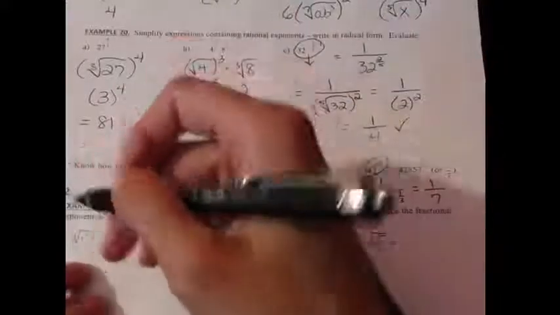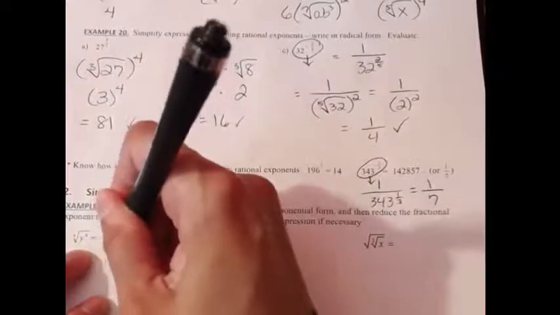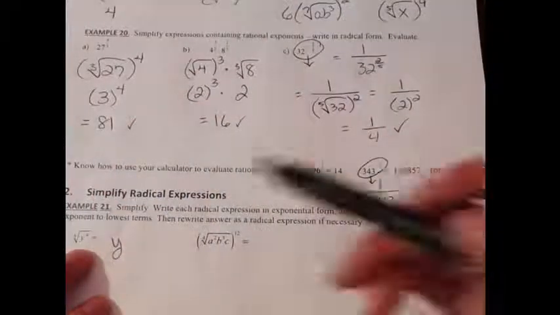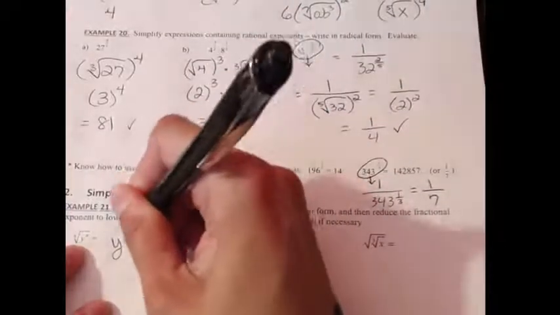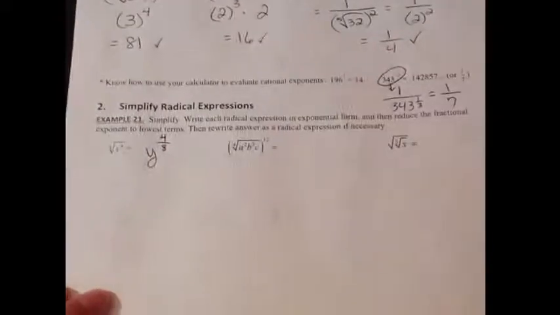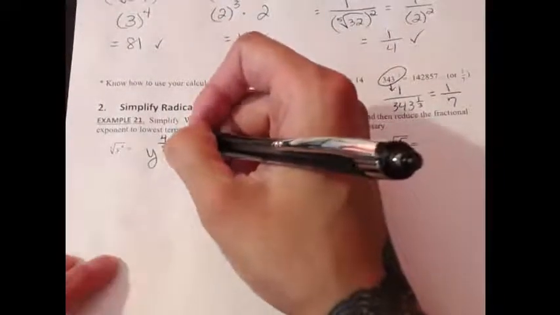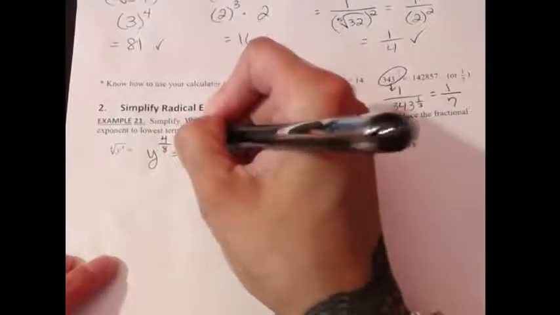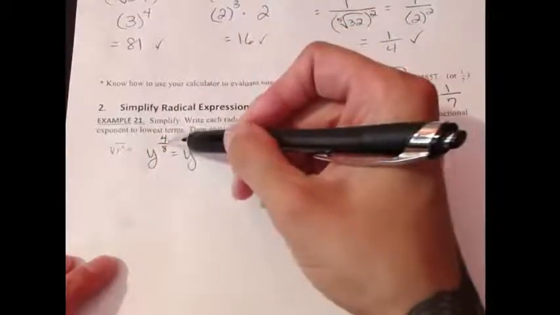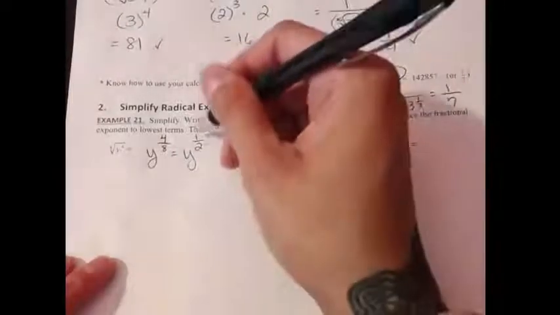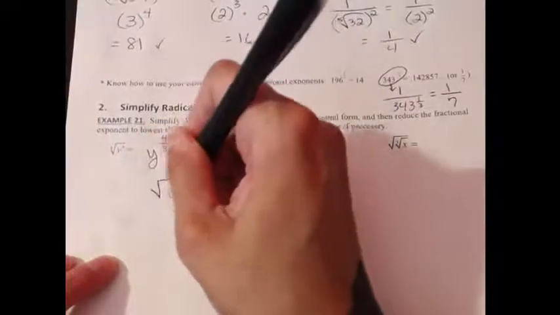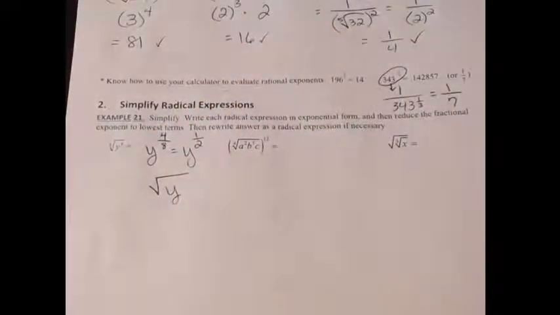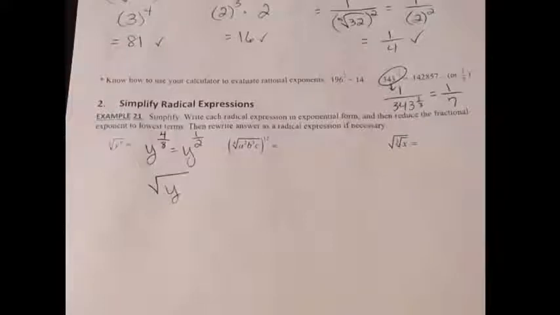Same idea. We have our base. We want power over root. Your power is 4, your root is 8. Power over root. 4 over 8 reduces to 1 over 2. So this becomes y to the 1/2, right? Because we simply divided each by 4. Well, y to the 1/2 can be rewritten in radical form to become the square root of y. Power is 1, root is 2.